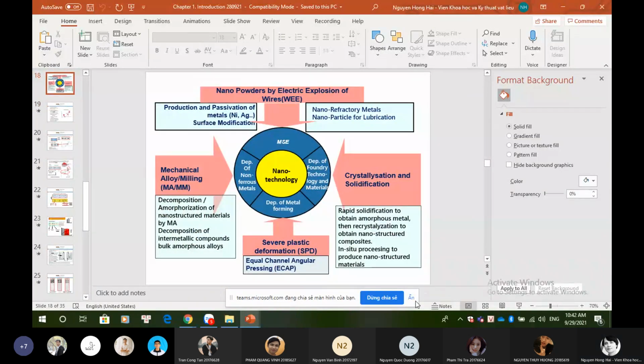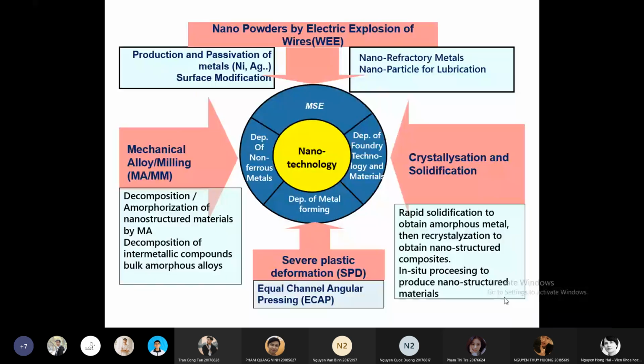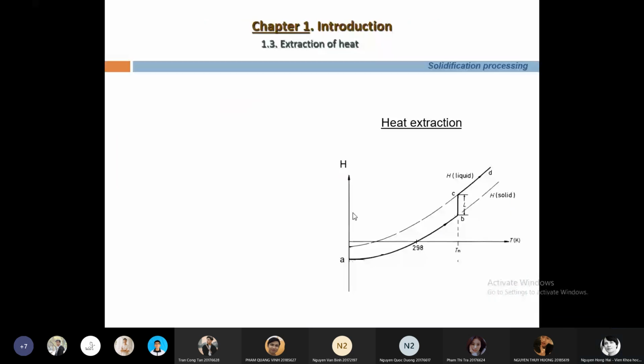So we have stopped at the way to create the nanostructure in the solidification process. For solidification, the heat must be extracted. So we are learning now the heat extraction from the inside to the environment. You can pay your attention to this graphic.